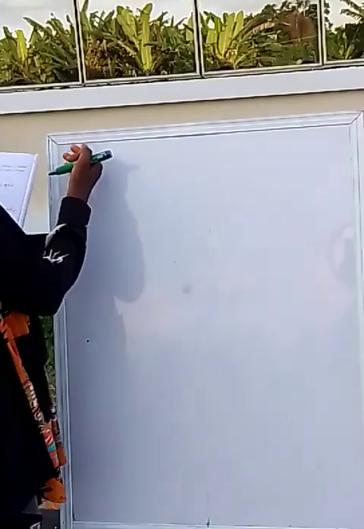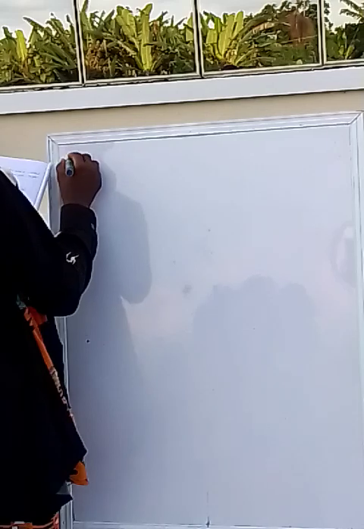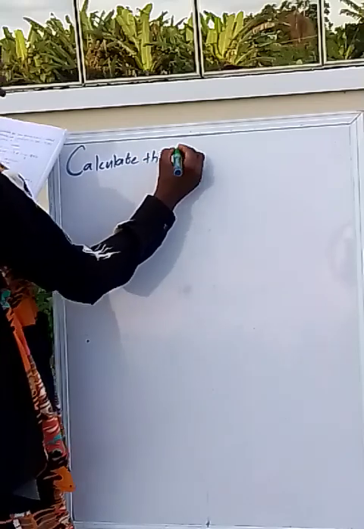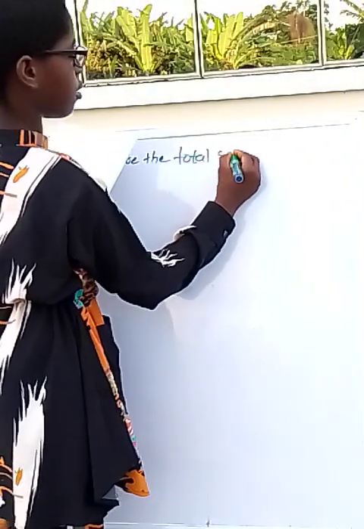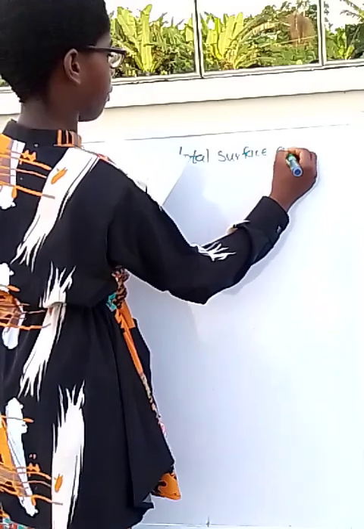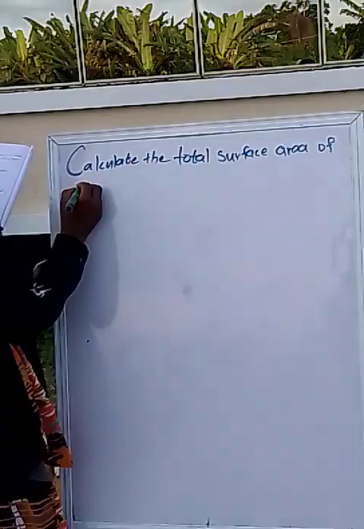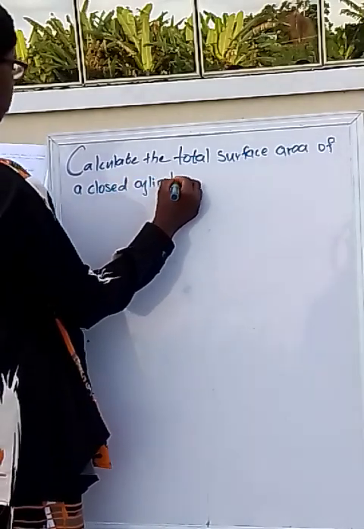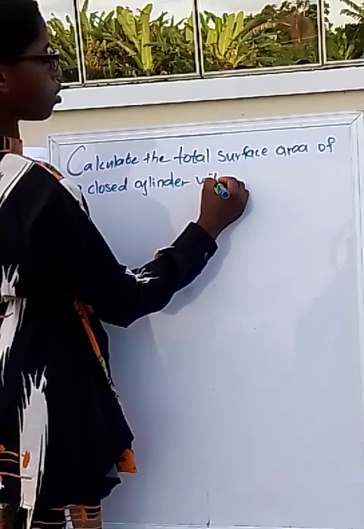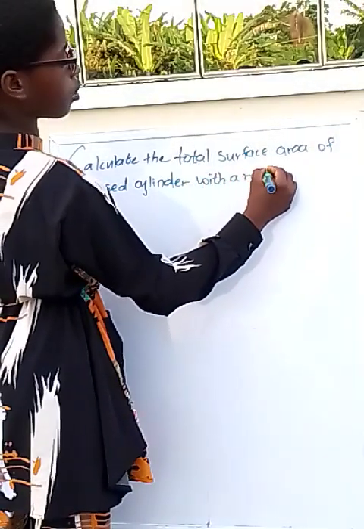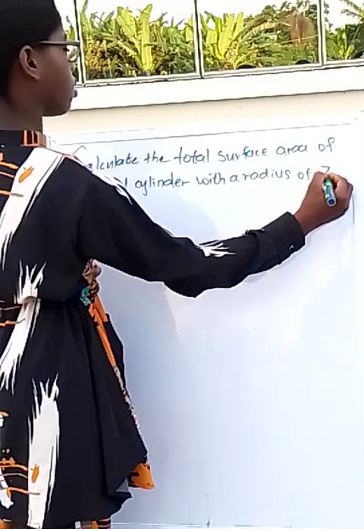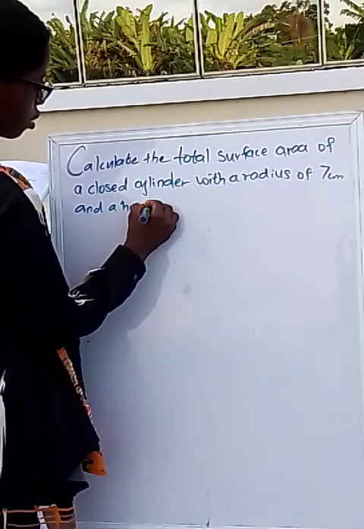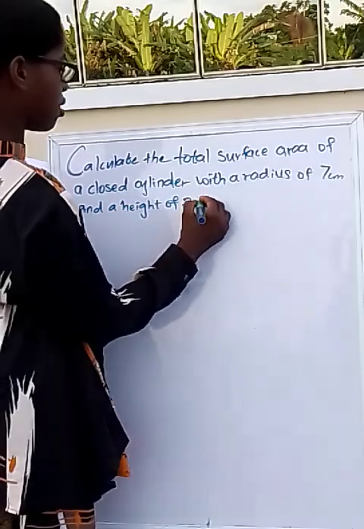So let's consider this question. Calculate the total surface area of a closed cylinder with a radius of 7 centimeters and a height of 20 centimeters. Take pi to be 22 over 7.